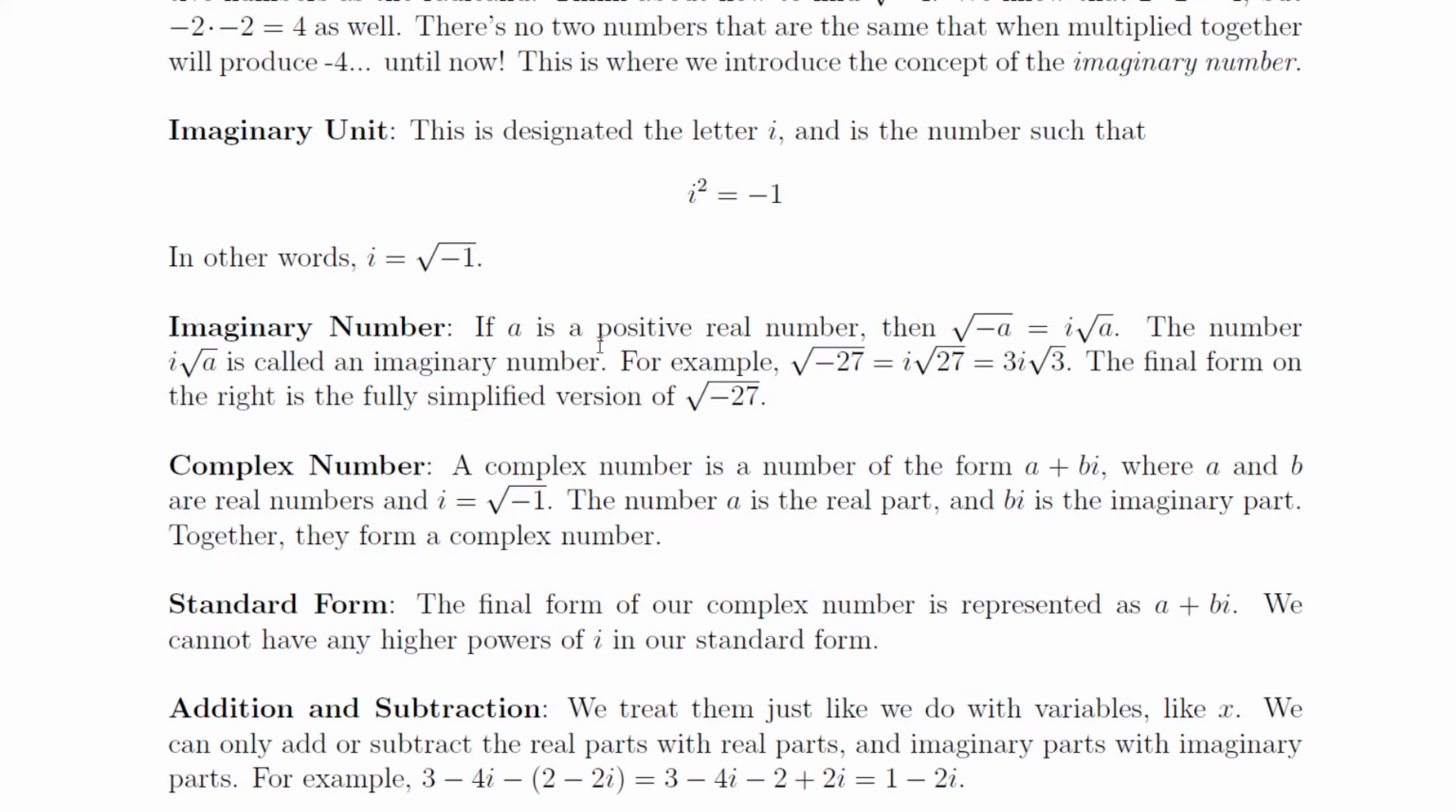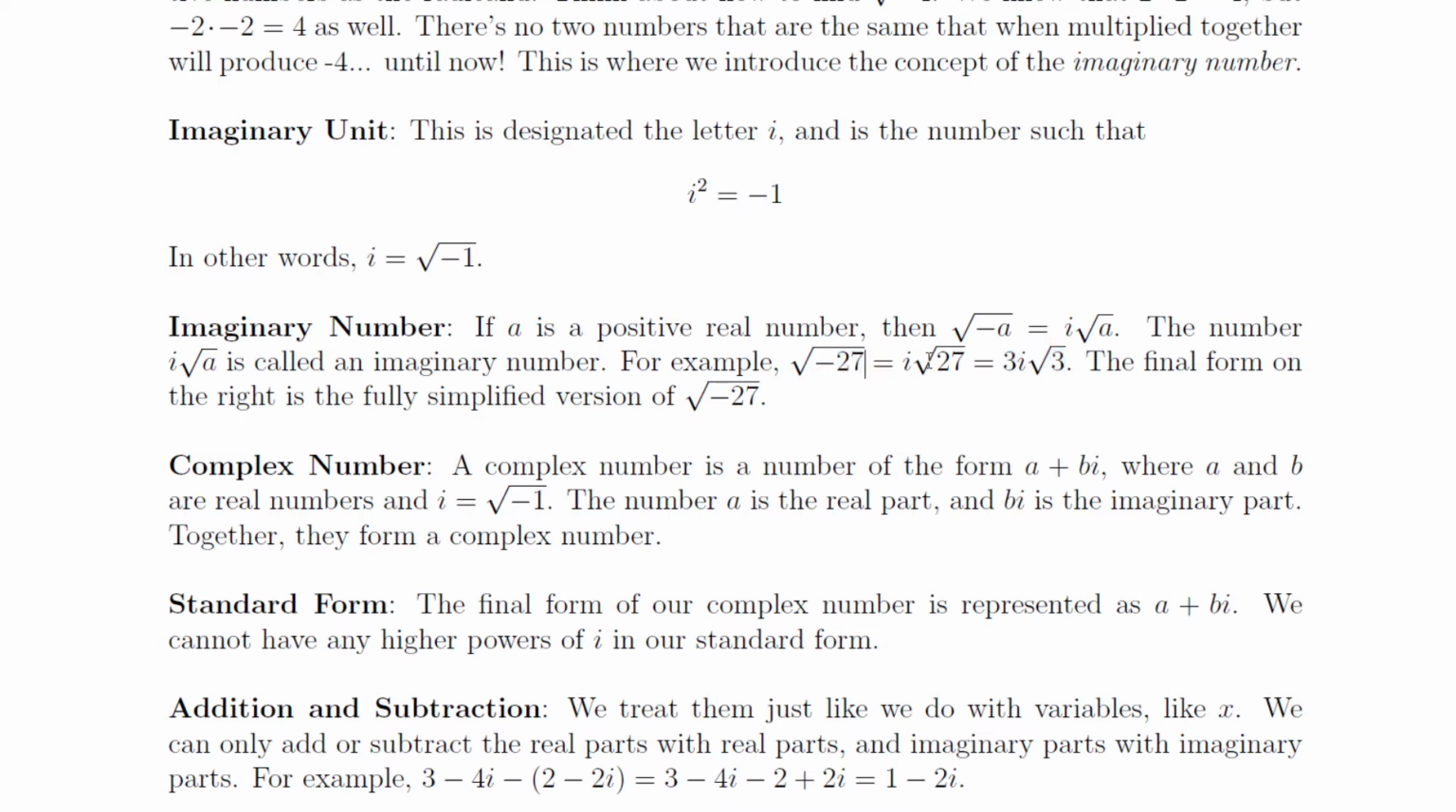So, an imaginary number: this is saying that if a is a positive real number, then the square root of minus a is the same thing as i times the square root of a. So, for example, let's take a look at the square root of minus 27. This is the same as i times the square root of 27, which is the same as 3 times i times the square root of 3. 3 times 3 is 9, 9 times 3 is 27. That's why I can pull that 3 out. So this is the fully simplified form of this.